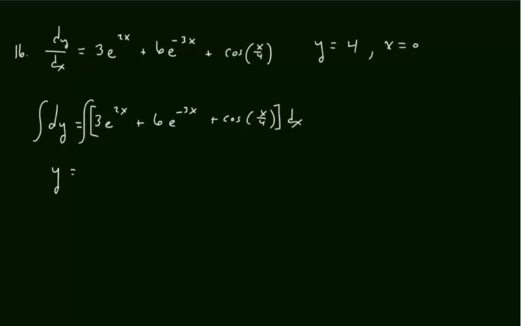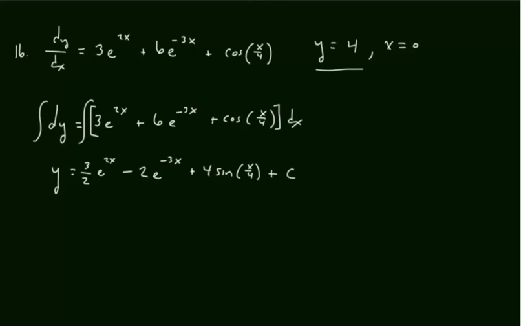Then here's where we do some mini u subs. Let's see if we can get this entire antiderivative without actually showing any work. Do you see that this is going to be 3/2 e to the 2x? Then this is going to be minus 2 e to the negative 3x. And then this is going to be plus 4 sine of x/4 plus c.